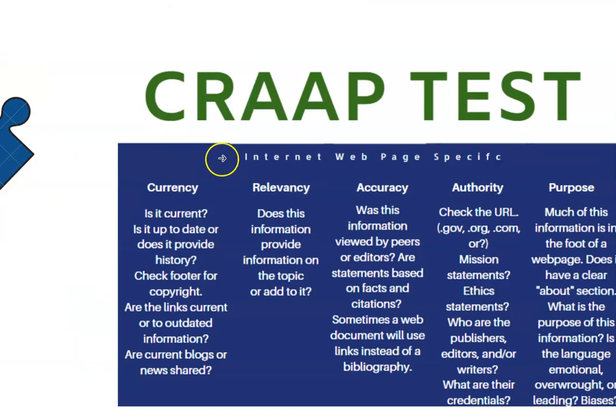We'll get more specific. This is my internet web page specific list, though website probably would have been better for this particular thing. But you're going to be looking in a similar way. Currency: is it current? Is it up to date? Does it provide a history? Check the footer for copyright. Are the links current or outdated? Do they go to information? Do they actually connect? Are current blogs or news shared?